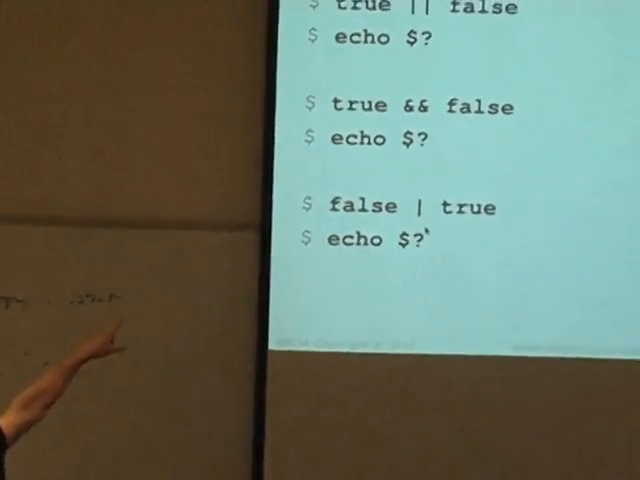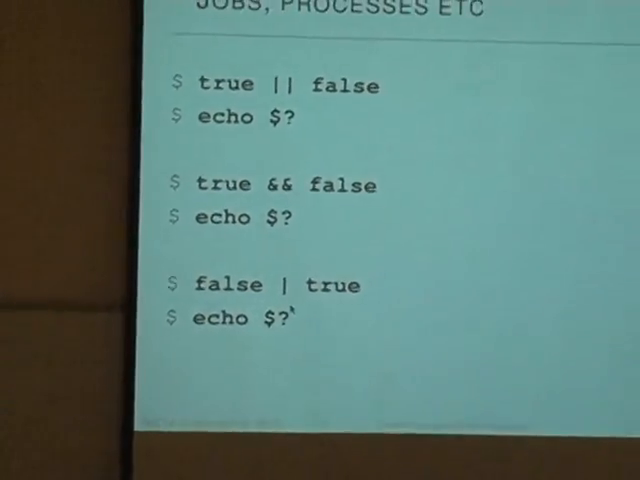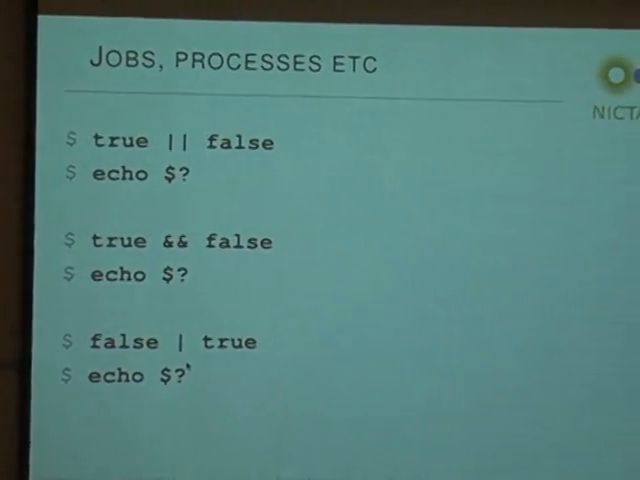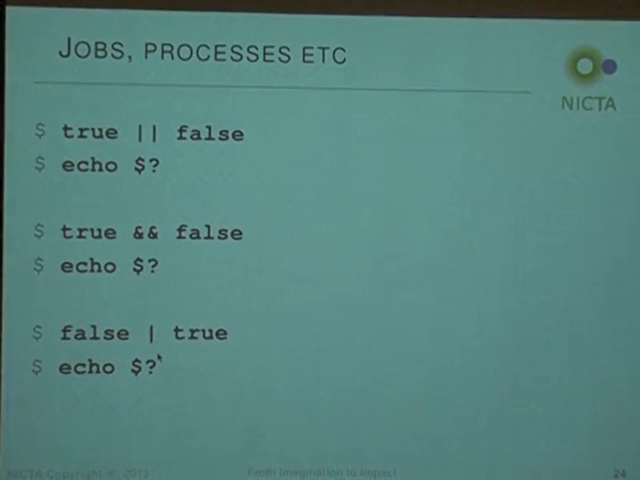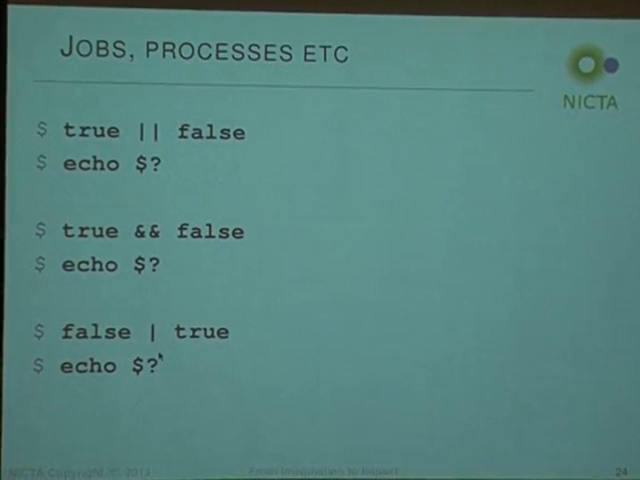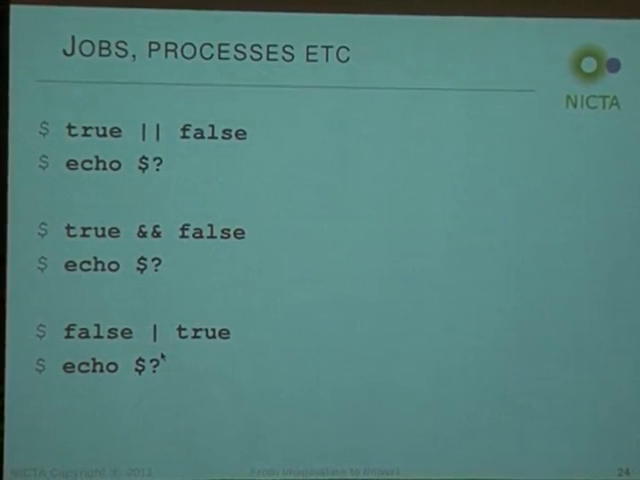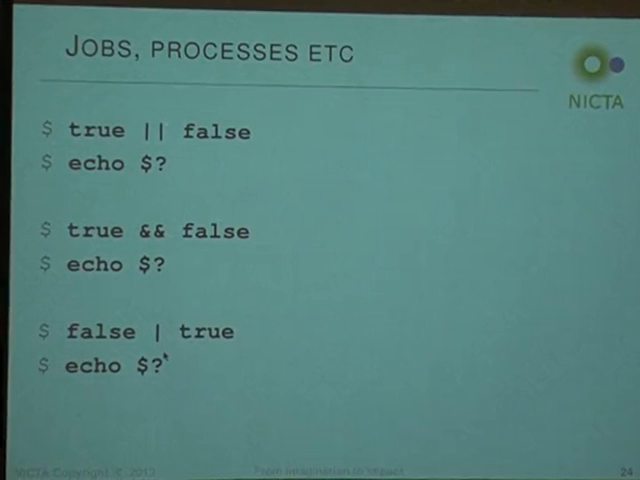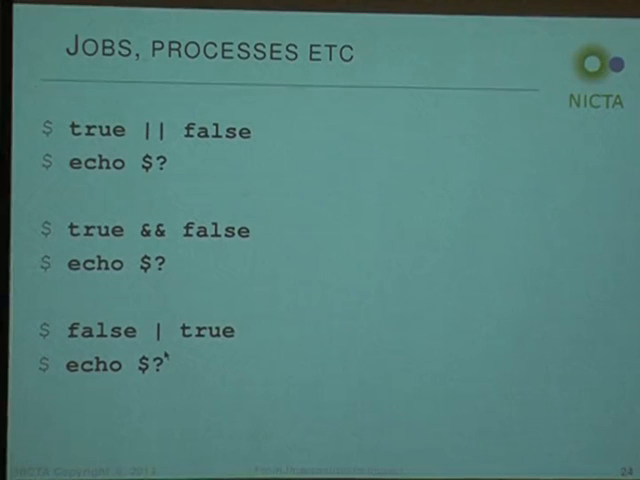Anyway, if I did true or false, what do you think $? is going to be after you've done it? Yep, it'll be 0. Because the or says, do whatever's on the right-hand side if that failed. And true never fails, so that doesn't get executed. And the exit value of the whole thing is 0.